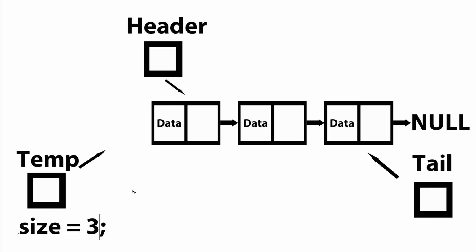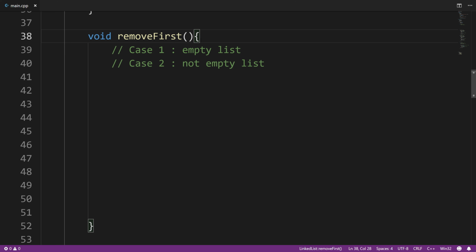So now let's actually take a look at the C++ code. Alright, so from here you can see that we have our remove first method. It doesn't return anything and it takes in no parameters. So we have 2 cases, case 1 and case 2, the empty list and the not empty list. So we said for the empty list that we're not going to do anything.